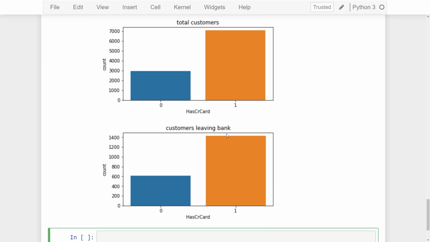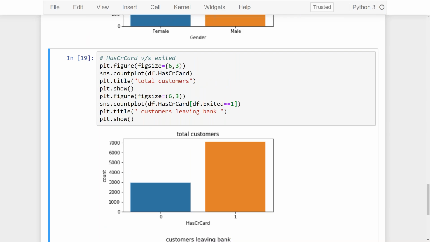Yeah, the code is simple. Df dot has credit card and has credit card. Df dot exit is equal to 1. So the first graph is for total customers and the second graph is for customers only leaving the bank.